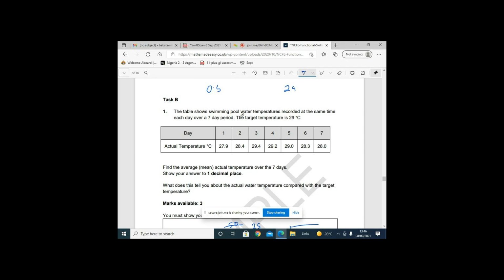So which one is above 0.5 here and is below 29? This one is 1, 2, 6, and 7. Yes, 1, 2, 6, and 7. So it's going to be 4 out of 7. That's it. Now write this one as a decimal. Give your answer as a decimal.